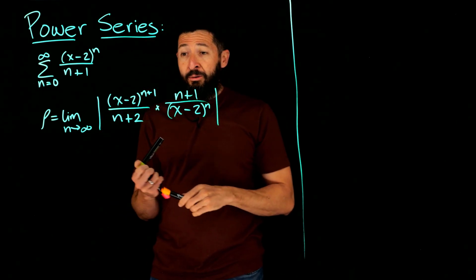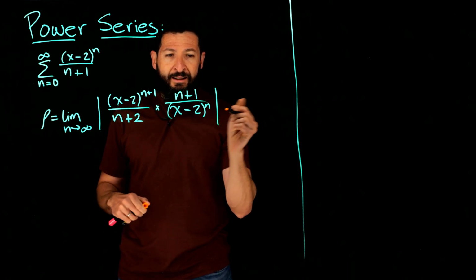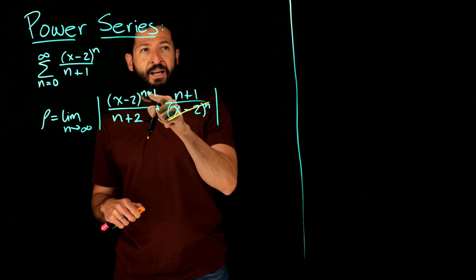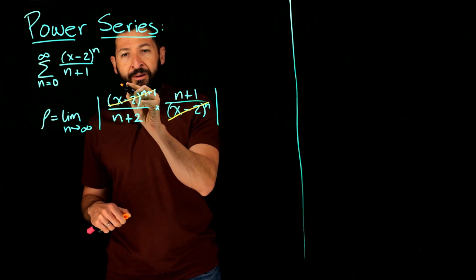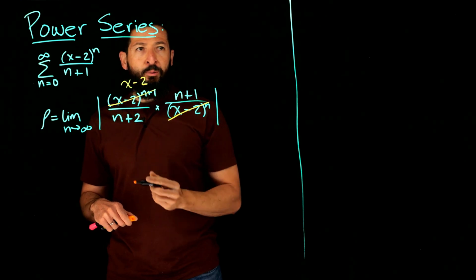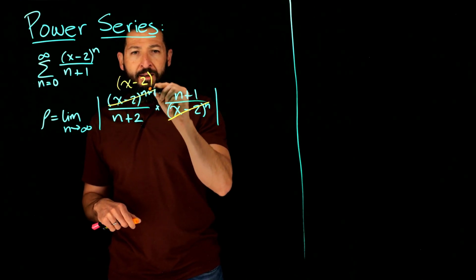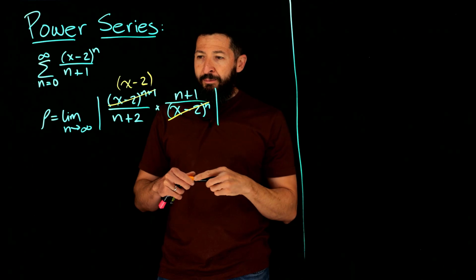And again, we're going to try to do any cancellations that we can. And you see you have n here, and you have n plus 1 here. So you're going to be left just with the x minus 2. Let's write it up here. So there's going to be 1 left over. So we cancel n of them, and we're left with 1.